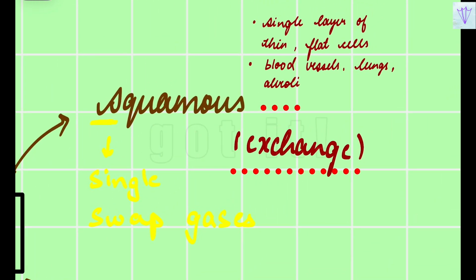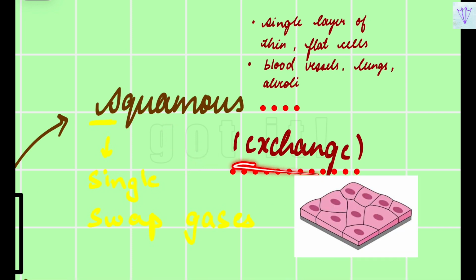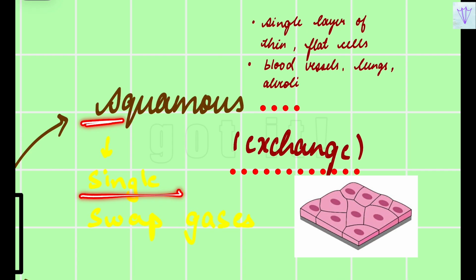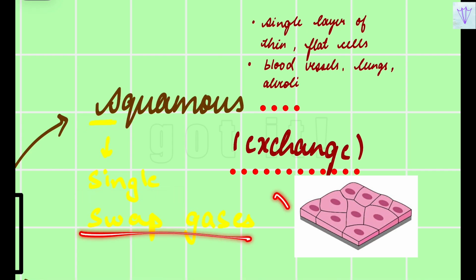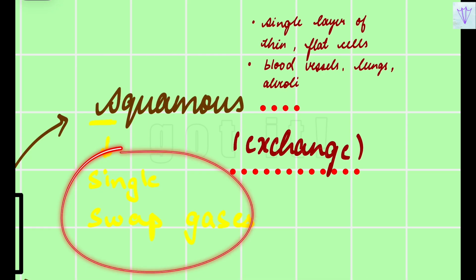First, speaking of squamous, so its main function is exchange. So it is a single layer of thin flat cells, and the blood vessels, lungs, and alveoli are the areas where you can see the squamous epithelium. And S, it is single and it will exchange the gases. So it will swap the gases. It is how you can remember this.